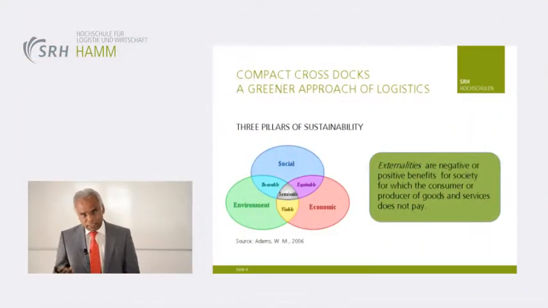What do we mean by externalities? Externalities are negative and positive benefits to a society for which the consumer or the producer of the goods and services does not pay. An example: if you start smoking outside, you emit something, and neither you nor the society is paying for that. Similarly, if you plant a tree, your tree may be emitting oxygen, and neither you nor the society pays for that.